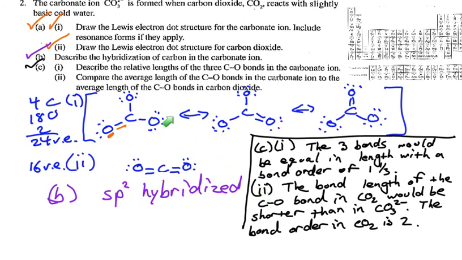Alright, then part 2, they want us to compare the average length of the CO bonds in carbonate ion to those in carbon dioxide down here. So we know they're going to be shorter in carbon dioxide because they're true double bonds. The bond order is going to be 2, whereas up here we said the bond order is going to be about 1 1/3. And that's what I said. The bond length of the CO bond in CO2 would be shorter than in CO3 2-. The bond order in CO2 is 2. I could keep going and say, and the bond order in CO3 2- is 1 1/3, but we said that right above here in this question, so I think that should be good enough.